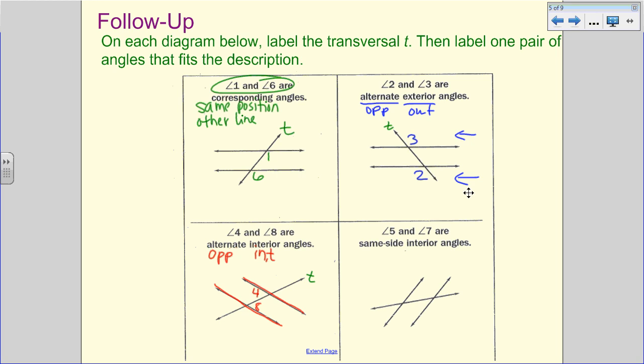And then last but not least, angle 5 and angle 7 are same side interiors. So same side means they're on the same side and they're inside. So here's our transversal T. So the two lines we're looking at are right here. I need to be in between those two, and I need to be on the same side. So if I put 5 here, I have to put 7 here. You could have put them both below, but they either have to be both above and in between the two lines, or below and in between the two lines.